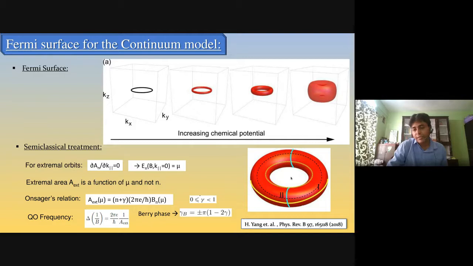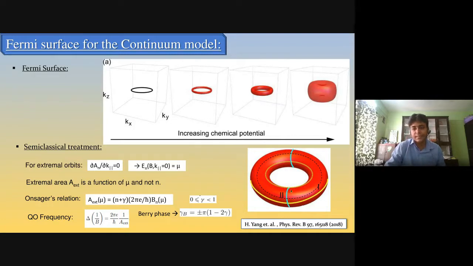Now, if my magnetic field is along the x direction, we have to consider the px equals 0 plane, and the extremal surfaces occur at px equal to 0, and these are shown as these two cyan or blue colored circles.